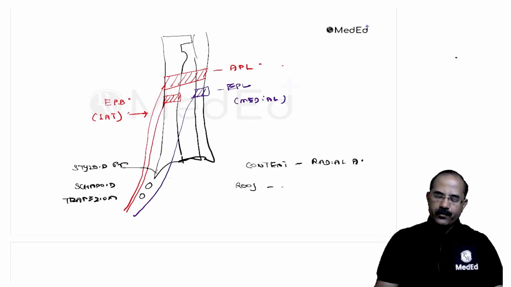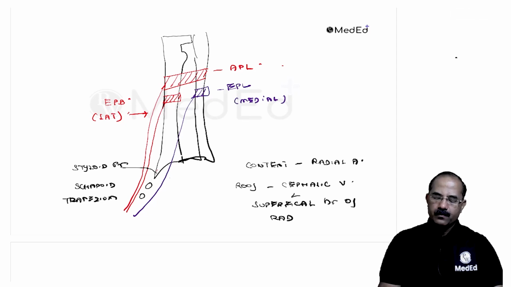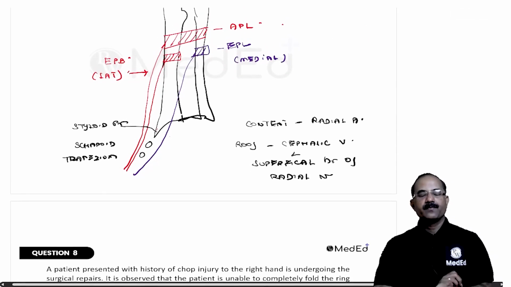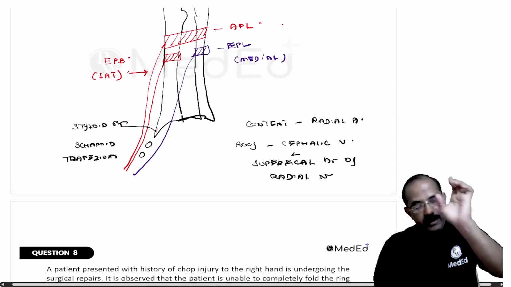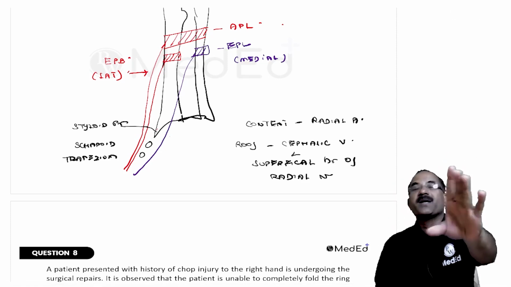And who lies in the roof? In the roof lies the cephalic vein and the superficial branch of radial nerve. Remember, Akhand, it's not the radial nerve, it's the superficial branch of radial nerve.